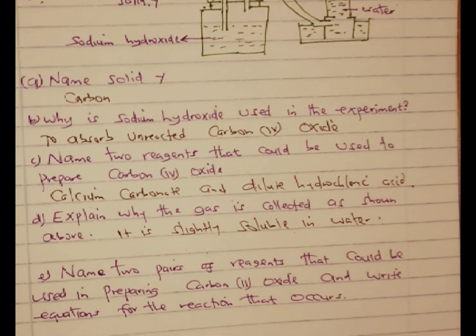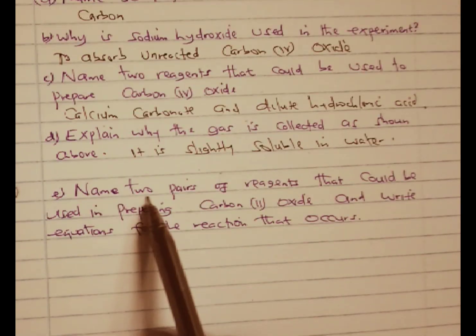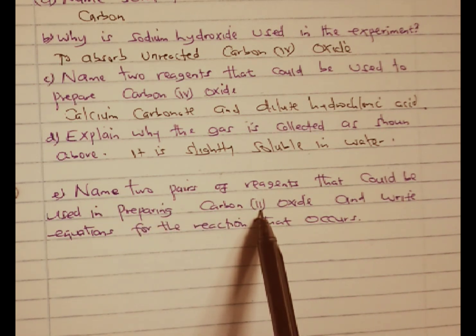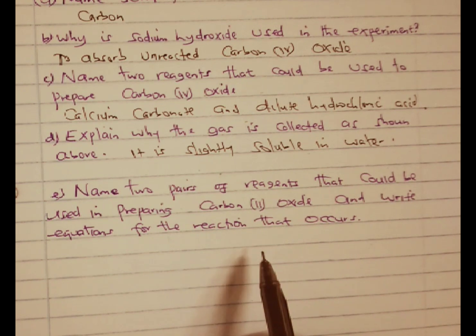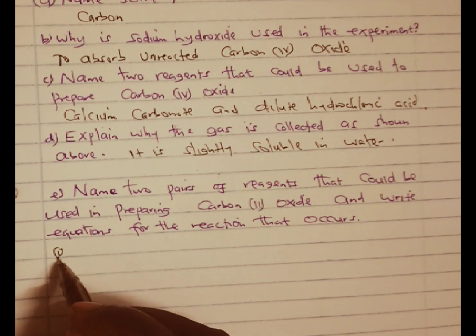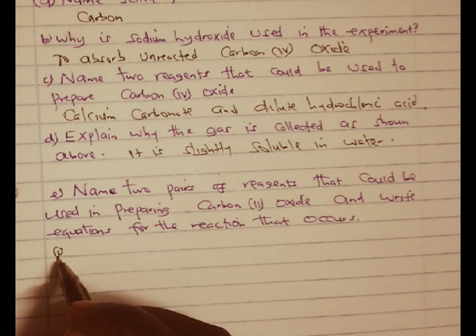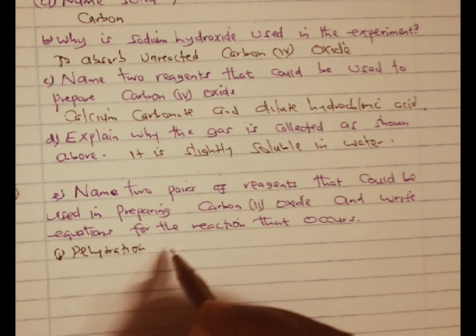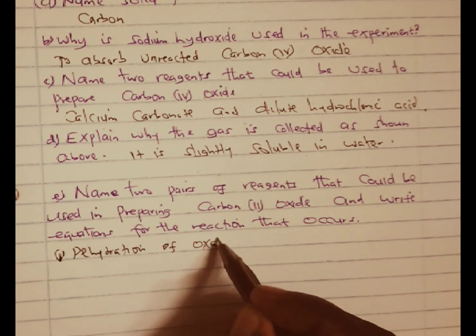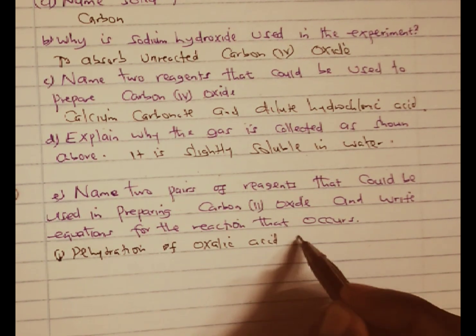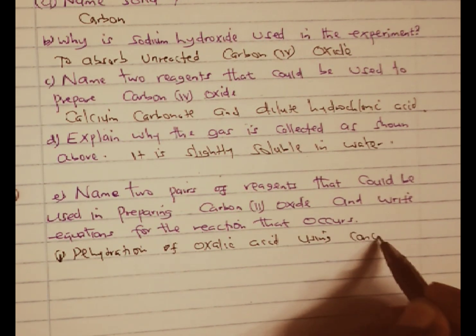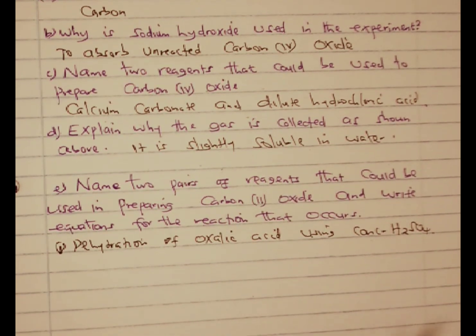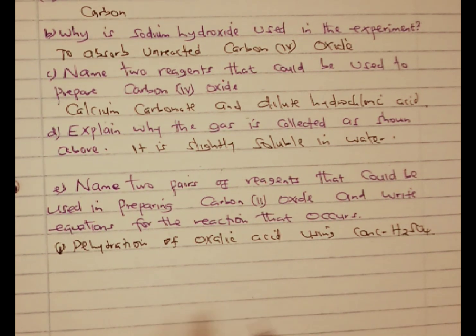We go to part E of the question. Name 2 pairs of reagents that could be used in preparing carbon 2 oxide and write equations for the reaction that occurs. 1. We can prepare carbon 2 oxide by dehydration of oxalic acid using concentrated sulfuric acid. Let me use the short form of concentrated sulfuric acid.